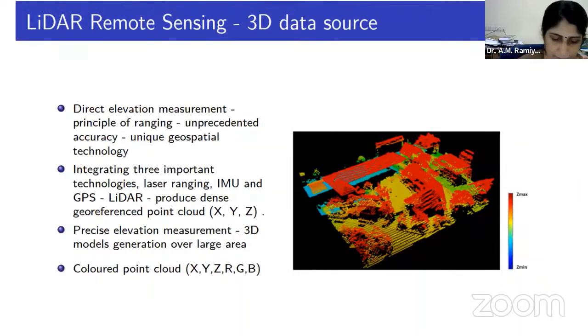LiDAR is found to be one of the most unprecedented geospatial techniques for direct and accurate measurement of the elevation of Earth's surface, which can be directly used for creating 3D models. Integrating three important technologies, that is laser ranging, IMU and GPS, LiDAR produces a dense georeferenced point cloud. So it makes precise elevation measurements over a larger area. This is a simple example of LiDAR data.